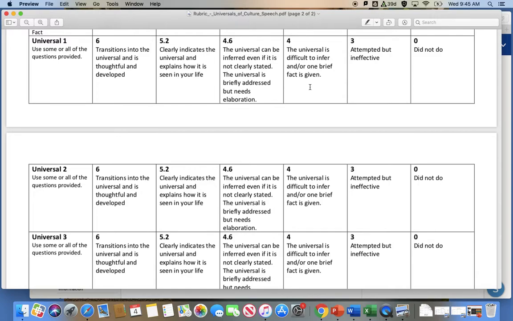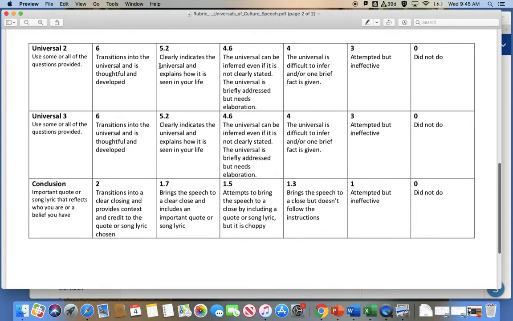A D would be that either I can't really tell which universal you're talking about, or you just give like one fact, or also like something that sometimes people do is they like read the question and then answer it. Try to not read the question first. And then the second universal will be graded the same, and so will the third.